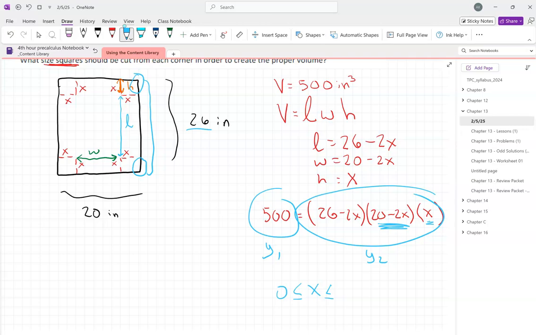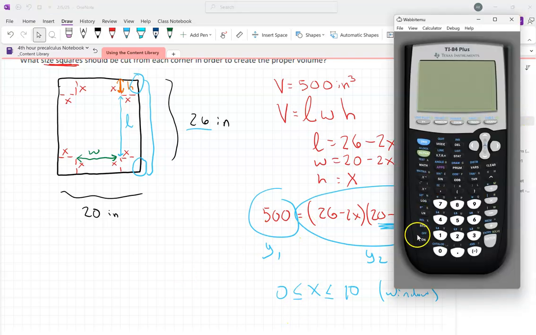You want to look at the 20 minus 2x. What's the biggest value of x that we can have before we go negative? 10, right? 2 times 10 is 20. Any bigger than that, 20 minus the bigger number is going to be negative. So this I'm going to use when I do my window.